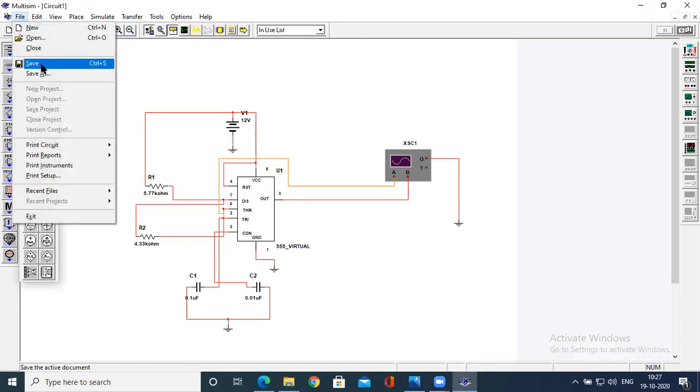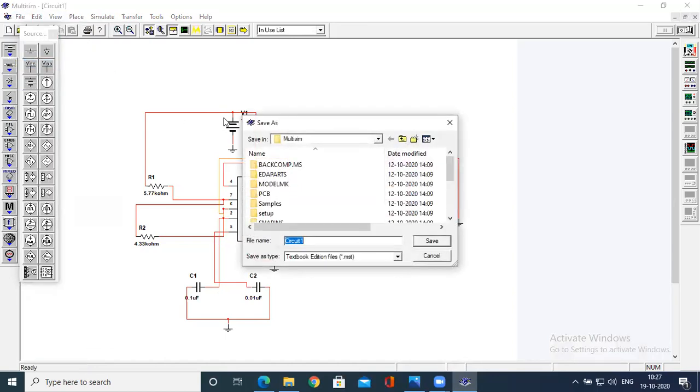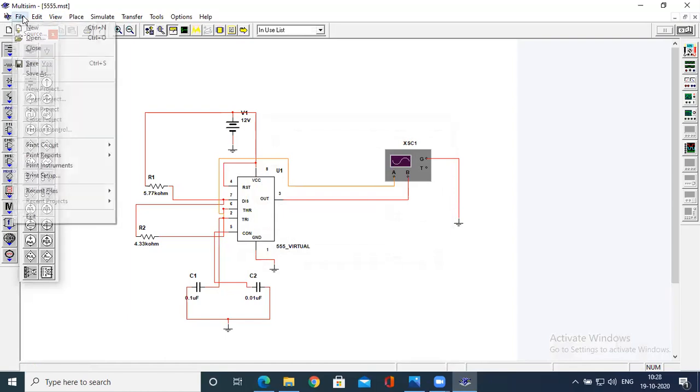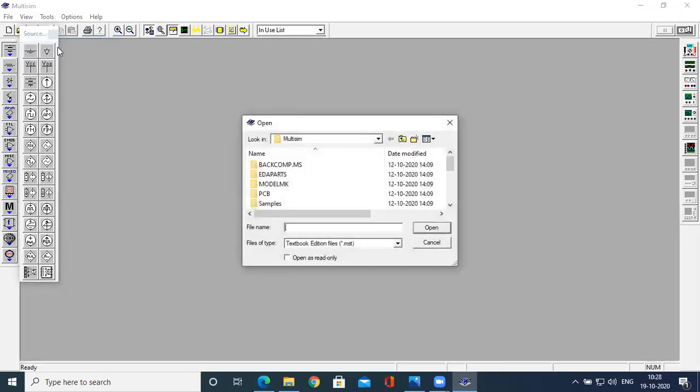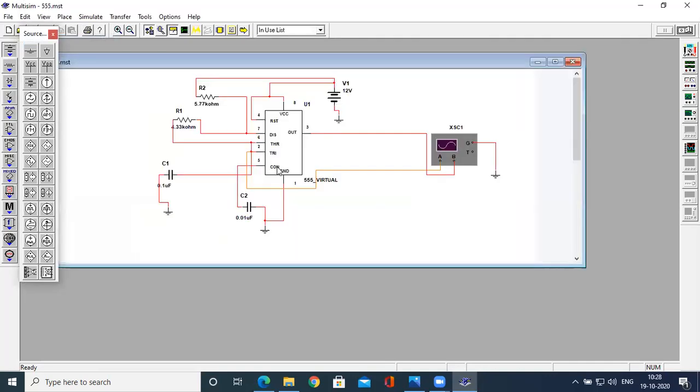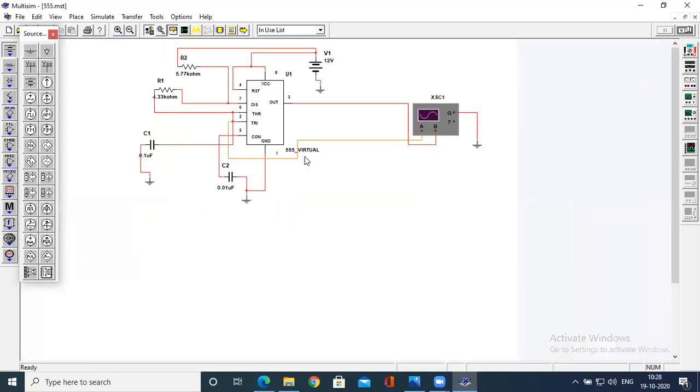I'll just save this. I have one more file that I created for a 555 timer. Just wanted to show you. It was done previously, so we'll verify it.